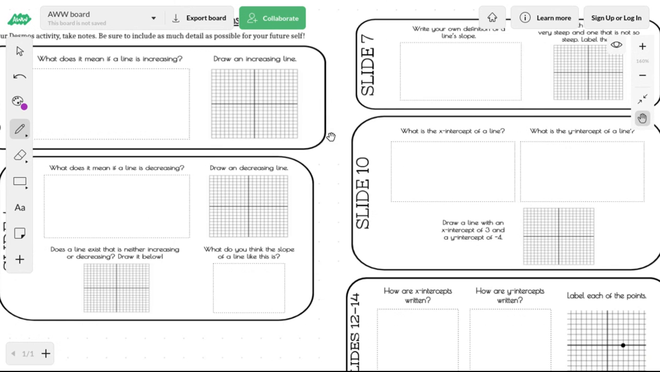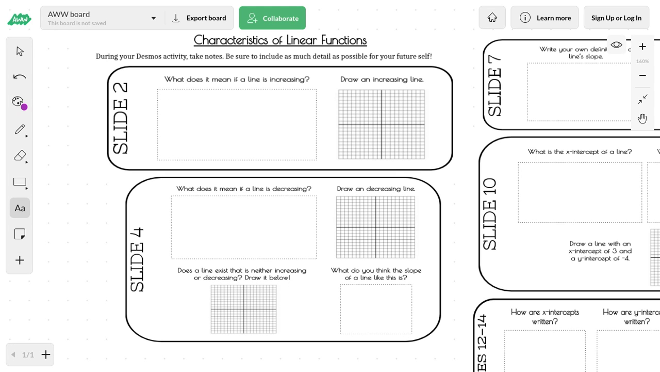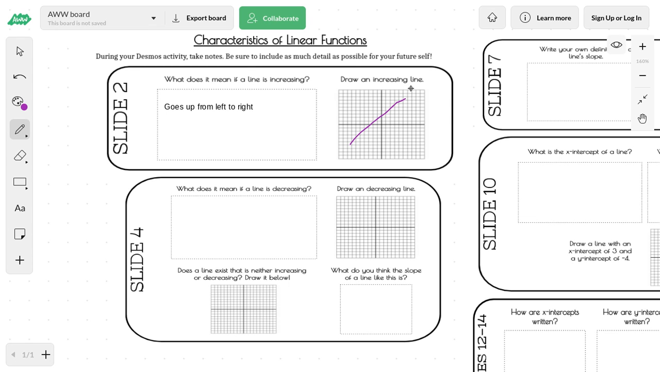So let's first talk about increasing and decreasing lines. Increasing and decreasing lines we're going to look at from left to right to be able to tell which they are. A line is increasing if it goes up from left to right. So one that looks like that would be like this. So as I read left to right, that line goes up.